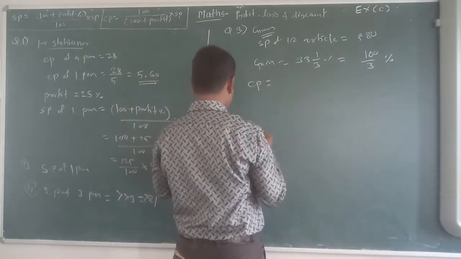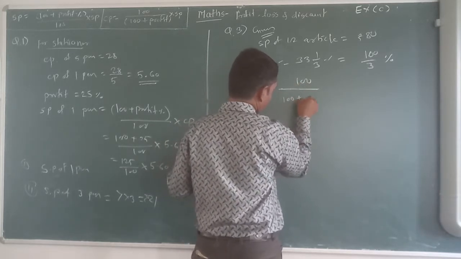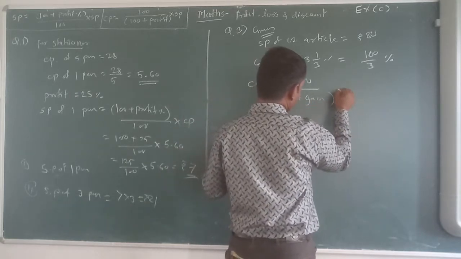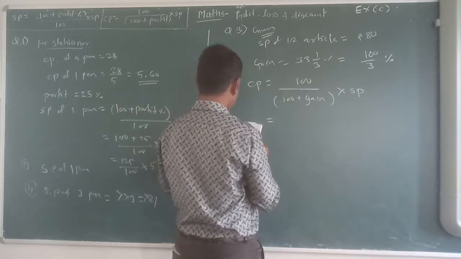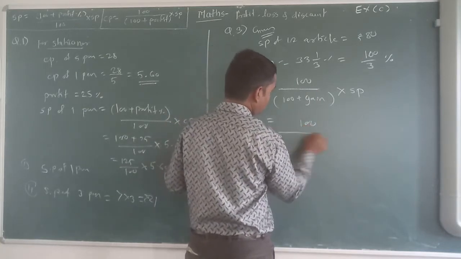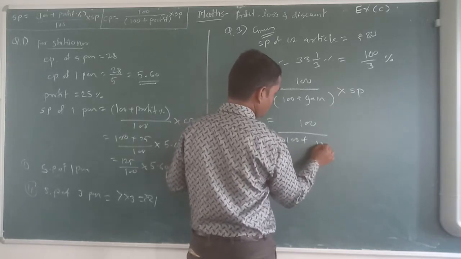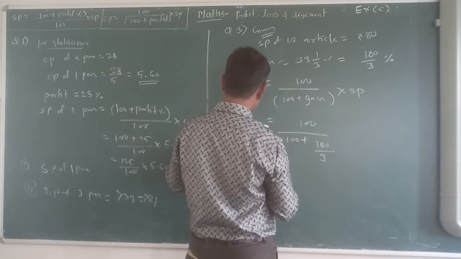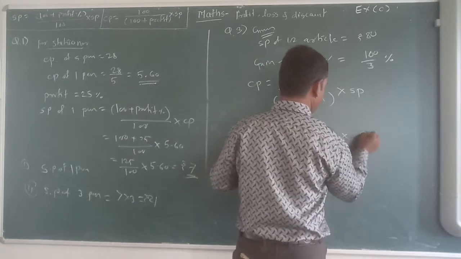CP we will find the formula 100 upon 100 plus gain, gain or profit, anything you can write, into SP. Then we will put the given values here. The given values are 100 upon 100 plus gain, which is 100 upon 3%. Multiply by SP. SP is how much? SP is 80.